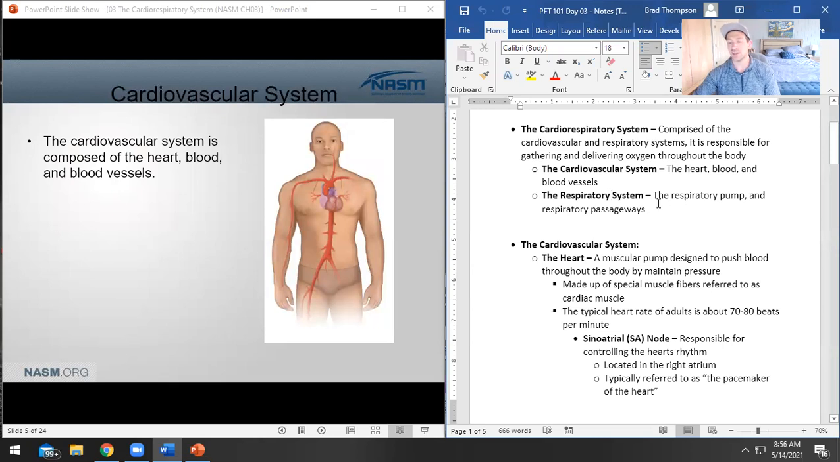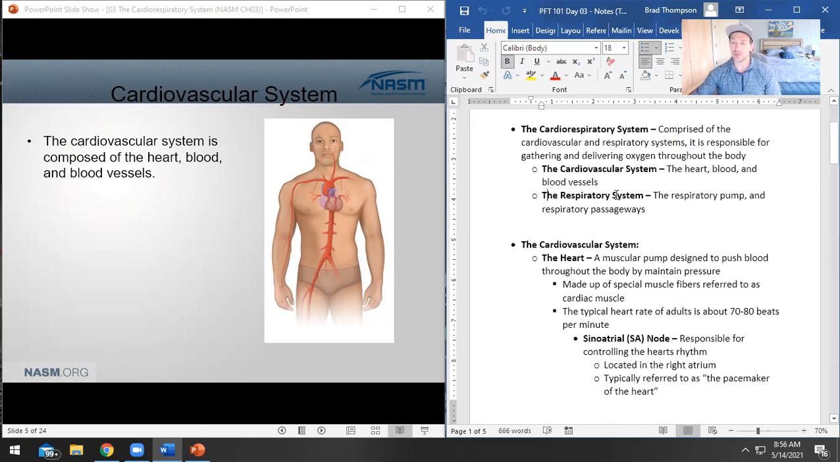Your cardiovascular system is going to be comprised of the heart, which is the pump, your blood, which is sort of like the delivery system, and your blood vessels, which are kind of like the highways that that delivery system travels through.